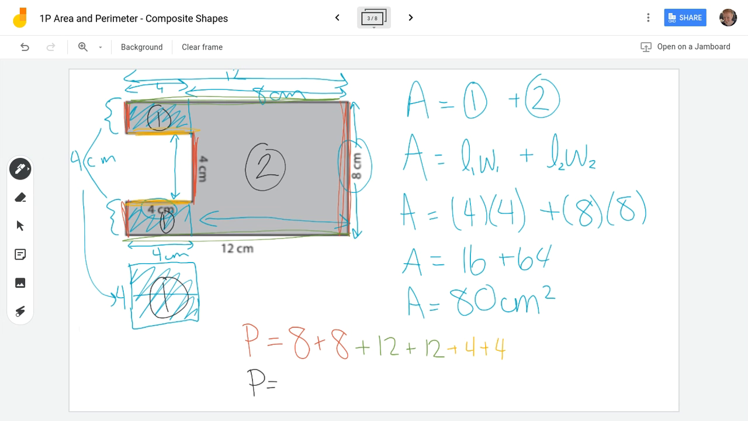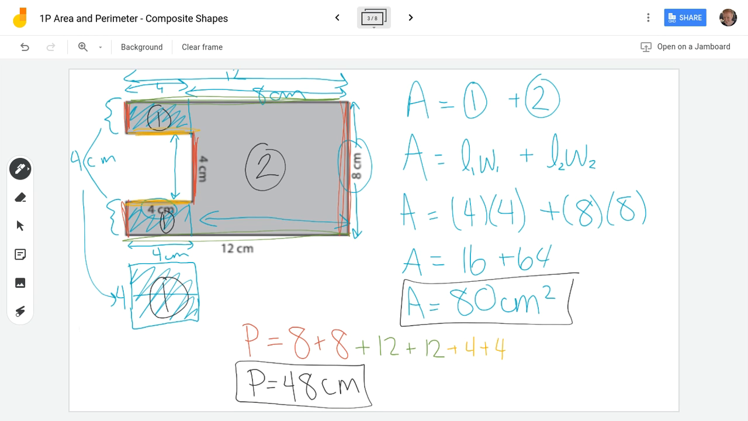And then we add them all up, 8 plus 8 plus 12 plus 12 plus 4 plus 4, and we get 48 centimeters. So there's the perimeter, and there's the area.